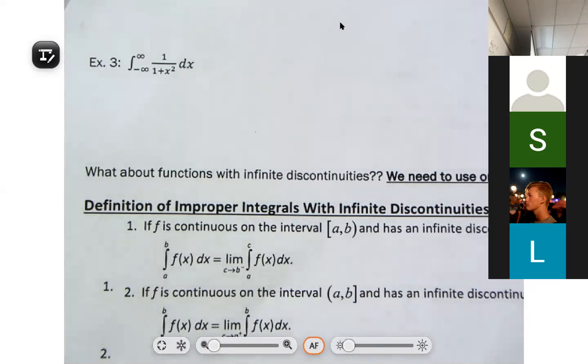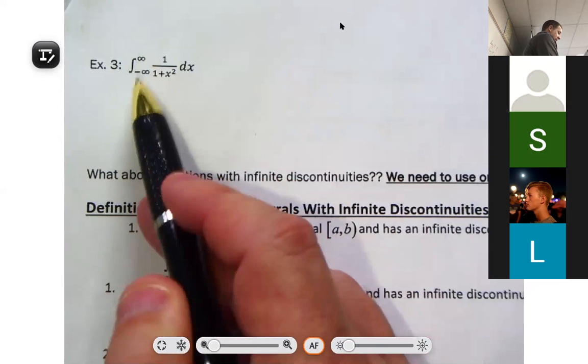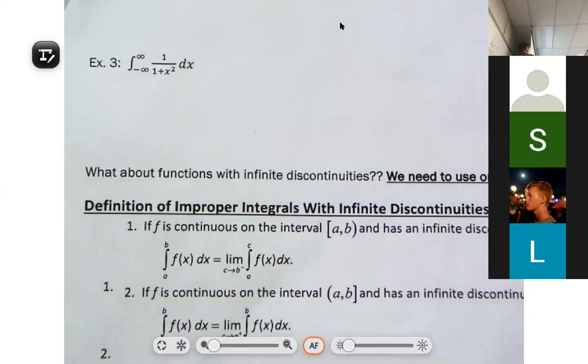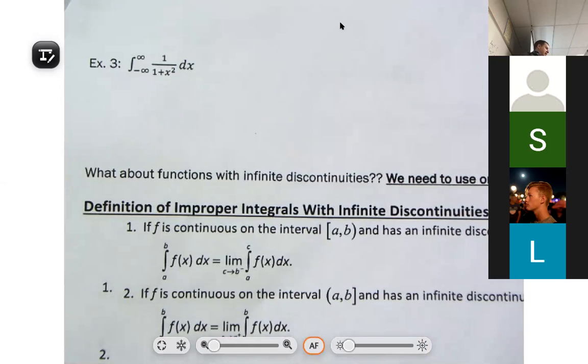Anyway, the reason I picked this one is sometimes your lower limit and upper limit are negative infinity and infinity. When that's the case, we need to pick any number in between negative infinity and infinity and split this up into two separate integrals. I'm going to pick 0. Oftentimes you're going to use 0. 0 is the nicest number to use. And so what I'm going to do is split this up, as you'll see here in a second.